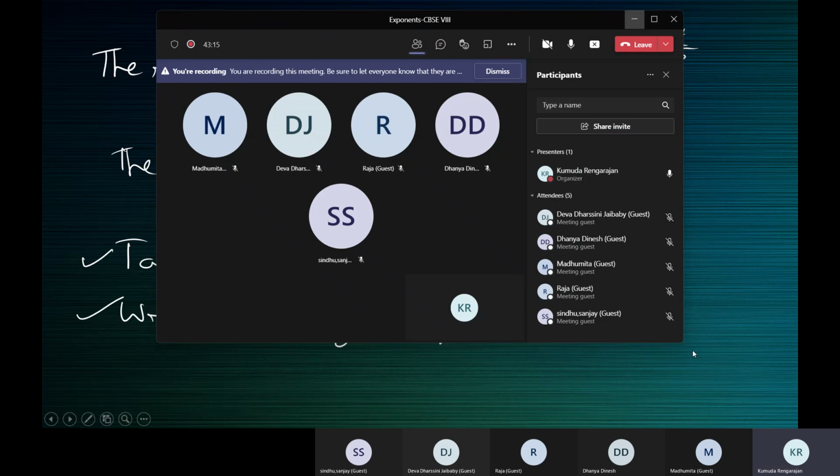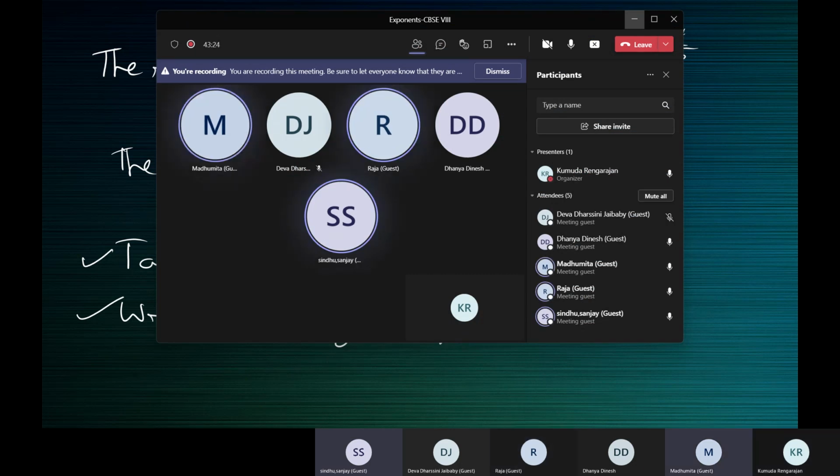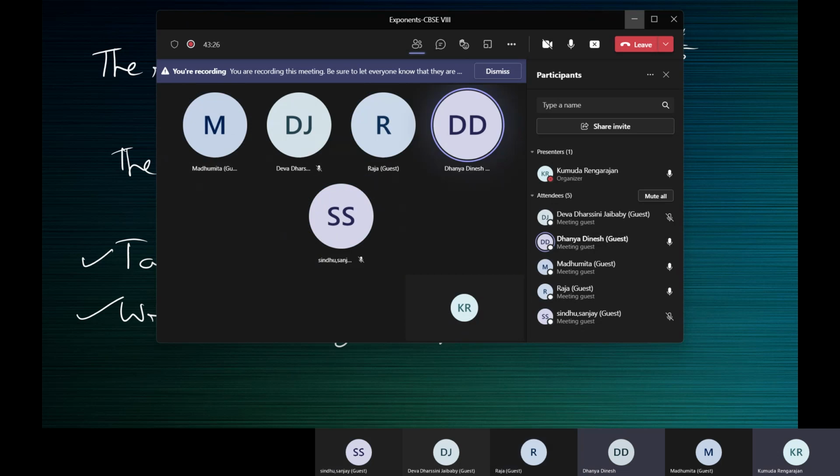How many of you understood? Devadarshini, Tanya, Madhumita, Raja, Sindhu, Sanjay? Yes, ma'am. I can understand, ma'am. Happy. Don't make me happy. If you have understood, can you repeat once again? Devadarshini, when I called out to you, you did not answer. Why? Ma'am, I had some background noise, ma'am.